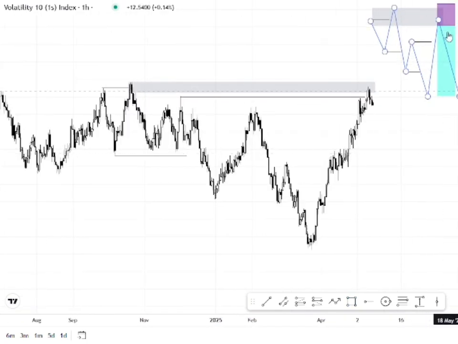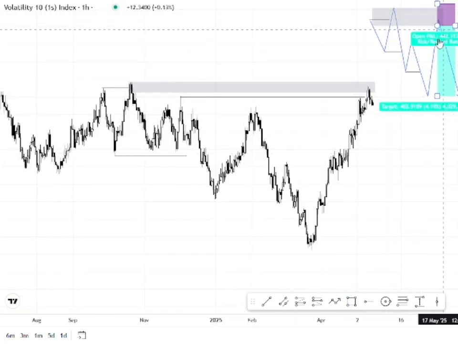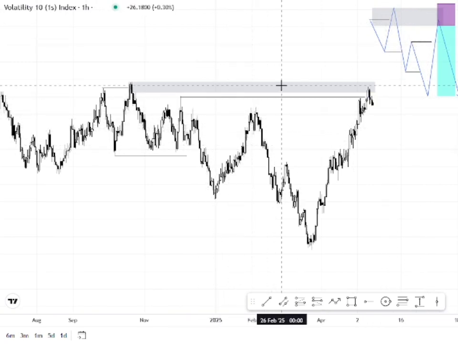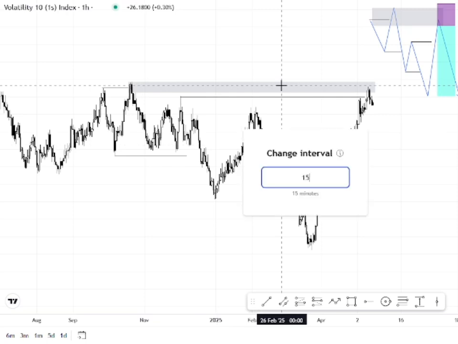So we have a setup here. We have a similar thing here. This same diagram is what we are implementing on the chart here. Then what do we do now? We move lower to, let's say, the 15 minutes time frame. I think I set up on 15 minutes.